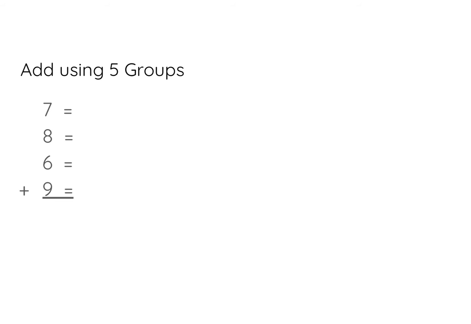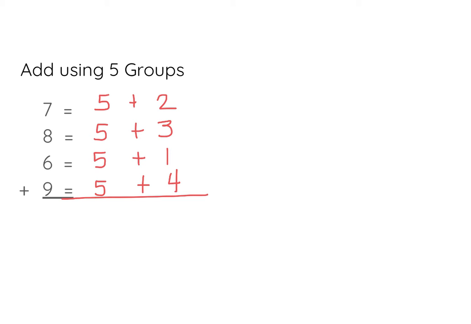All right, now we're going to add these 4 one-digit numbers using 5 groups. So what's a 7? It's a 5 plus a 2. What's an 8? It's a 5 plus a 3. What's a 6? It's a 5 plus a 1. And what's a 9? It's a 5 plus a 4. All these can be used by looking at your hands and putting out 7 fingers and saying, oh, I have 5 on one hand, 2 on the other. So that's how we do it using our fingers to help us.